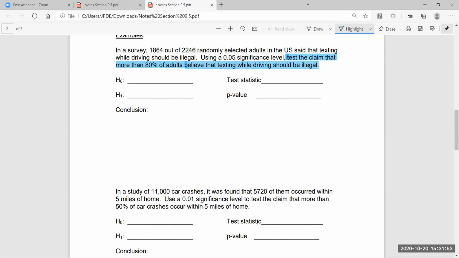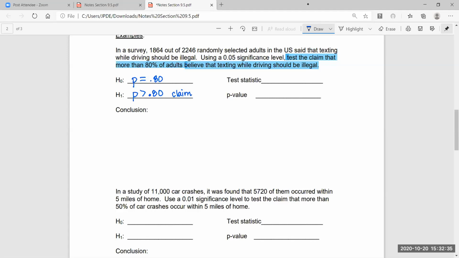Okay, so step one, we already know how to do. Test the claim that more than 80%. So I see a percentage that tells me I'm talking about a proportion. More than is greater than. More than 80%, and you could put 0.80 or you could just put 0.8. This is our claim, so write the word claim. Up here, this could be less than or equal to 0.8 or 0.80. But most of you are probably doing the equals here. You can do either way.